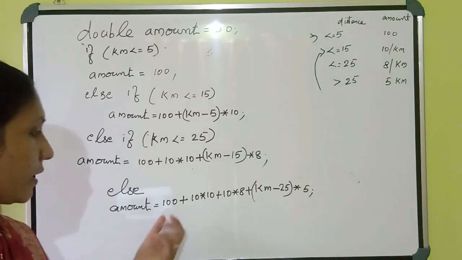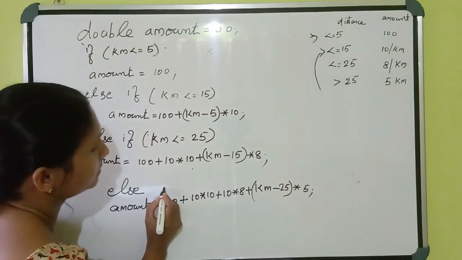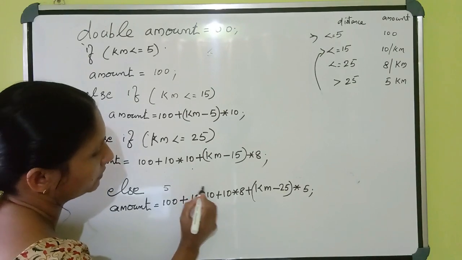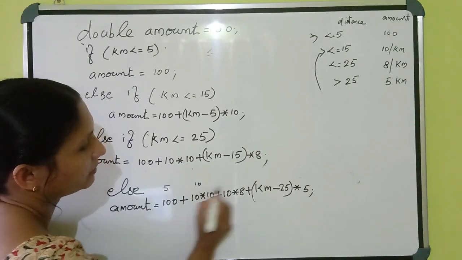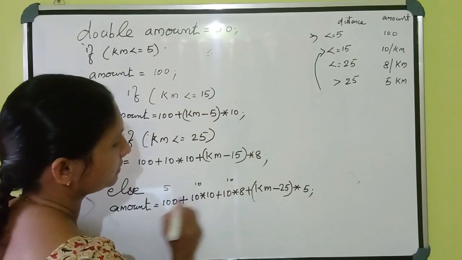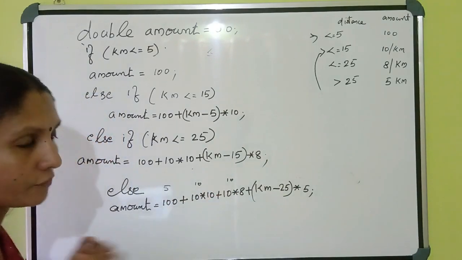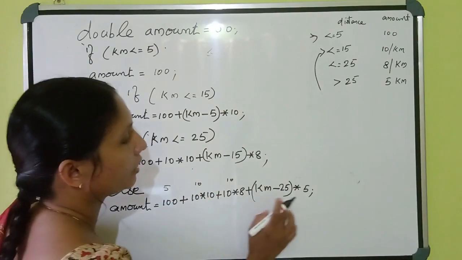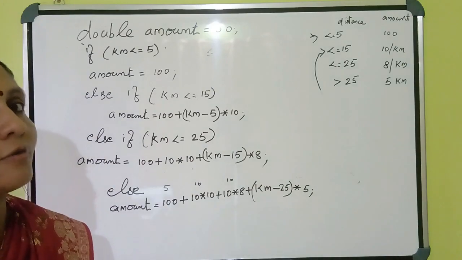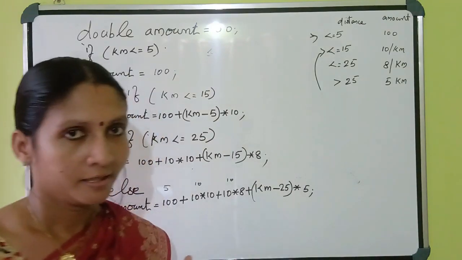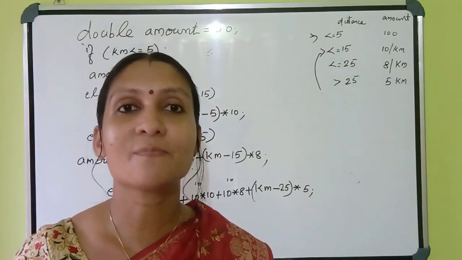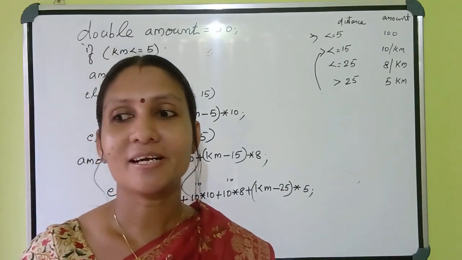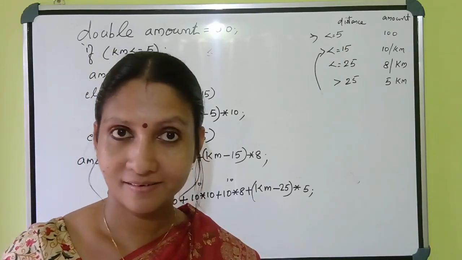Okay, at last how can you calculate? First 5, this is for the first 5 kilometers. This is for the next 10. This is for the next 10. Last, see, totally we will get 25. After greater than 25, how can you calculate? Kilometer minus 25 into 5. This is the way we can solve this program. I think you understood the meaning of the calculation.